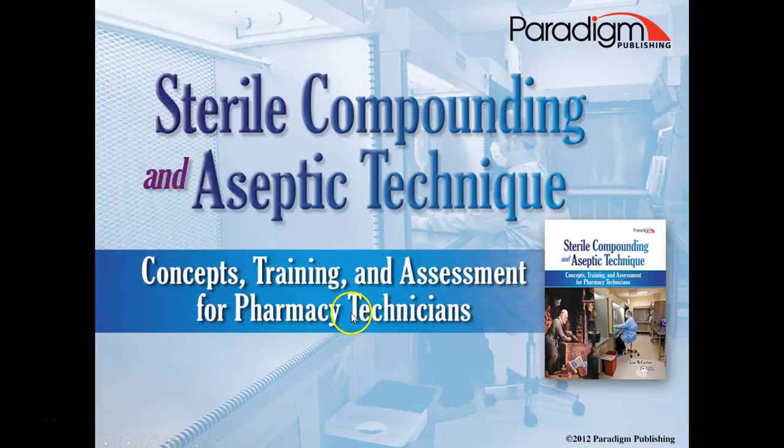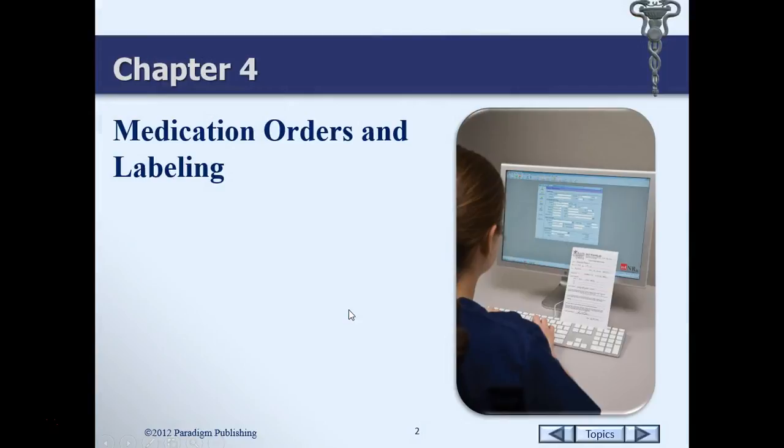This is chapter 4, medication orders and labeling for sterile compounding. A little history on this chapter includes a review of ancient times dealing with prescriptions and how they were written, herbal medications, the Greek and Roman influence on medications, prescription evolution, and the RX symbol and what signa means.